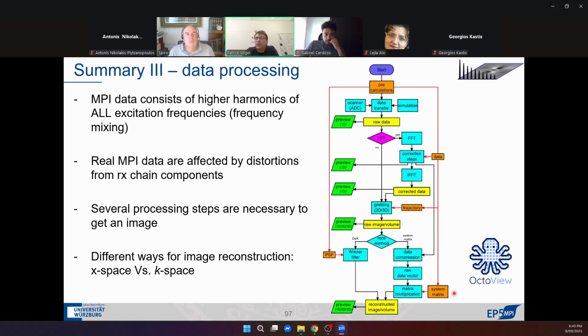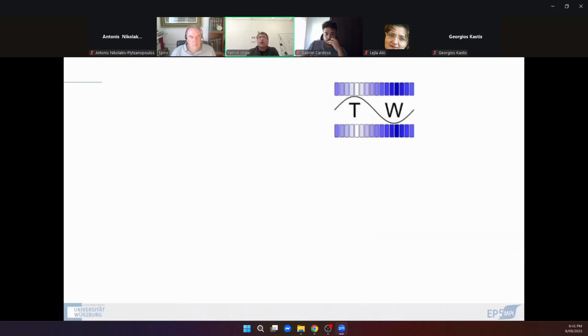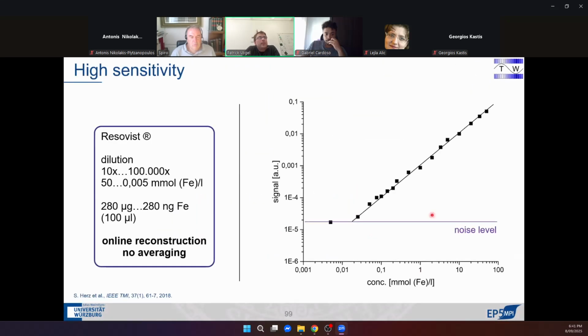So we have a software developed here in Würzburg. It's now called OctoView, and you can see quite a small overview. We put together all these different processes and steps into one software just to use them with different scanners and also with different simulation models. So, okay, now we built up the first scanner, quite cool.